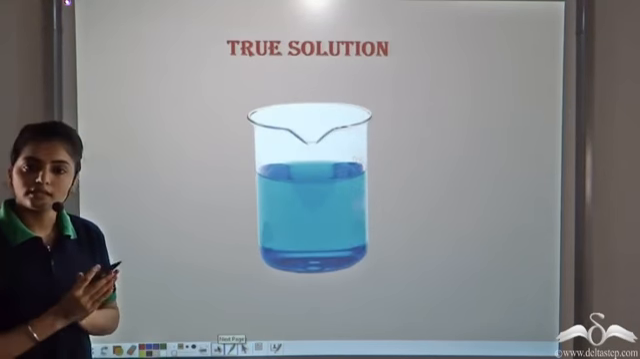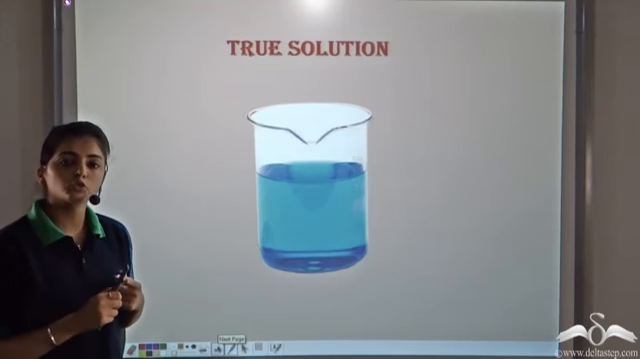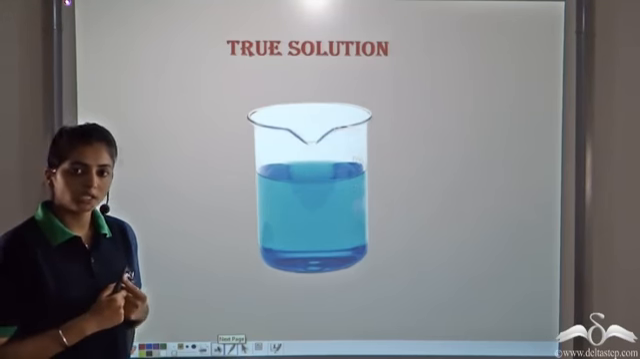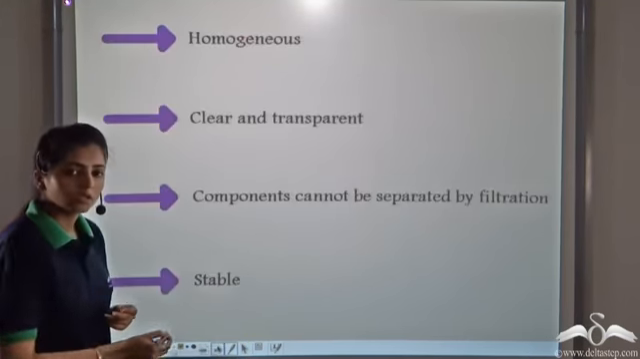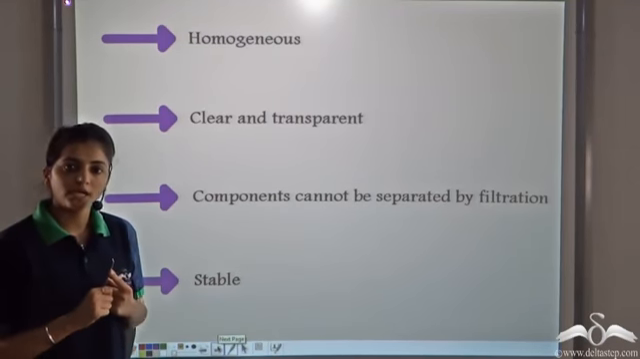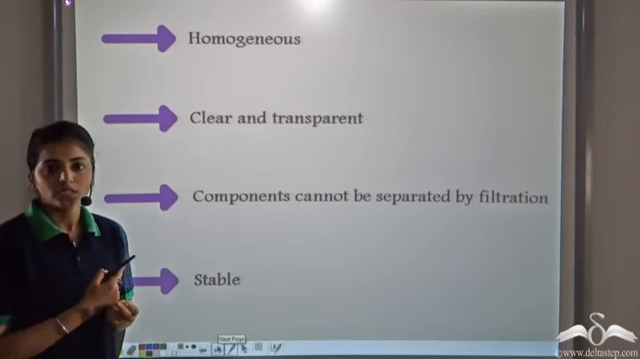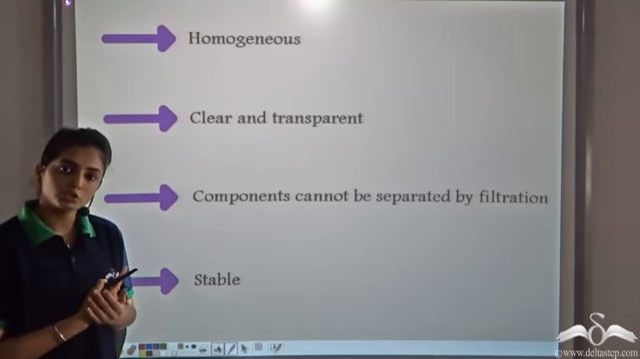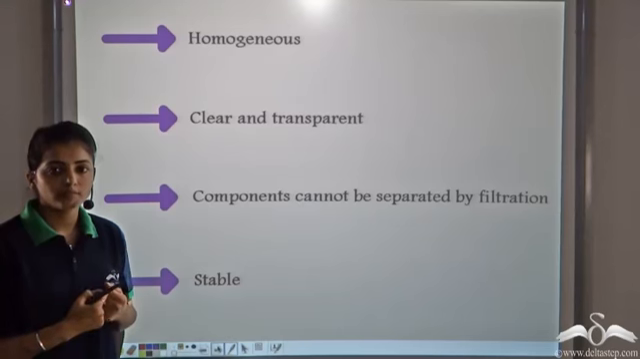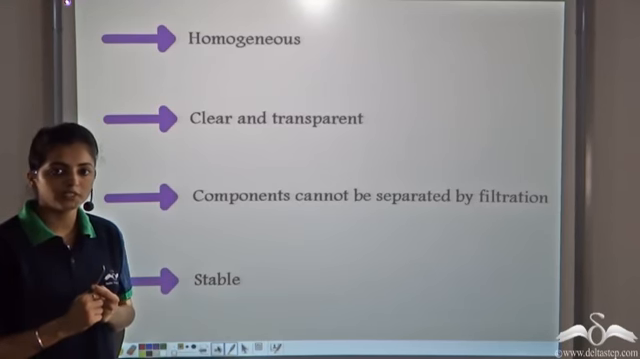Now let's look at another type of solution, that is aqueous copper sulfate solution, which is a true solution. Now what are the properties of a true solution? A true solution is always homogeneous. So when we look at aqueous copper sulfate solution, we see that it is the same throughout. Since it is uniform in composition throughout, it is homogeneous. It is also clear and transparent, as we saw in case of aqueous copper sulfate solution.